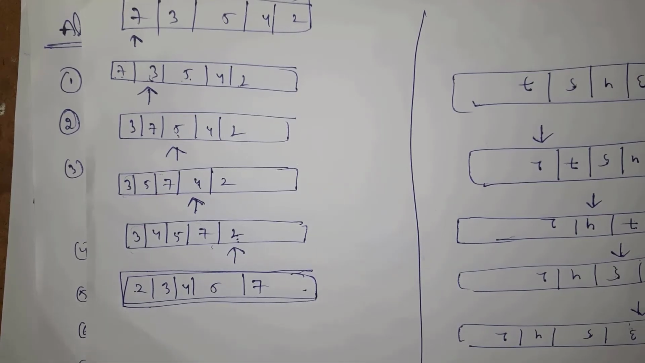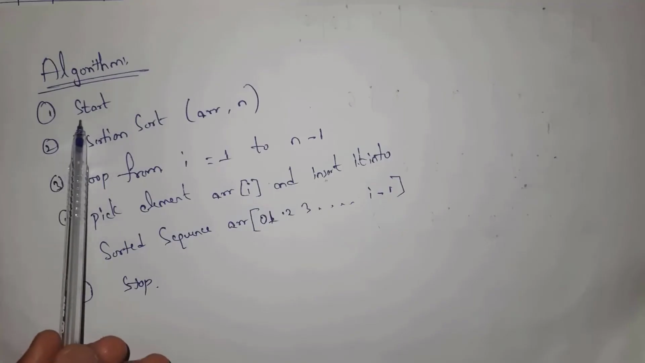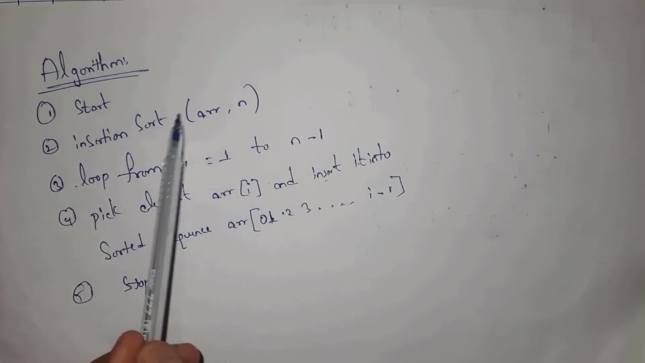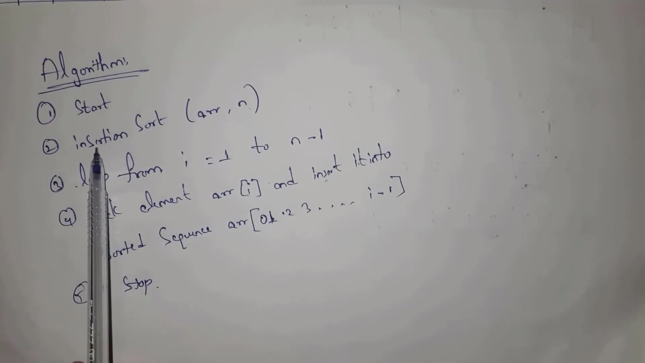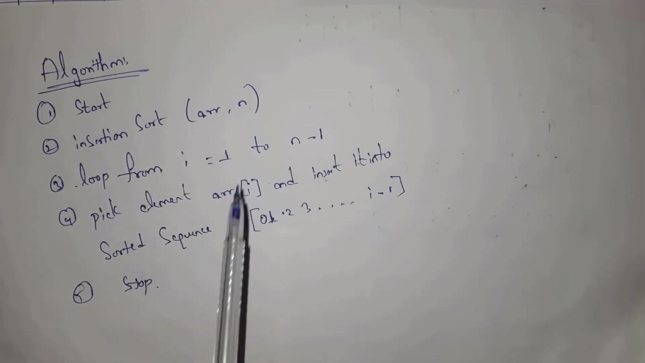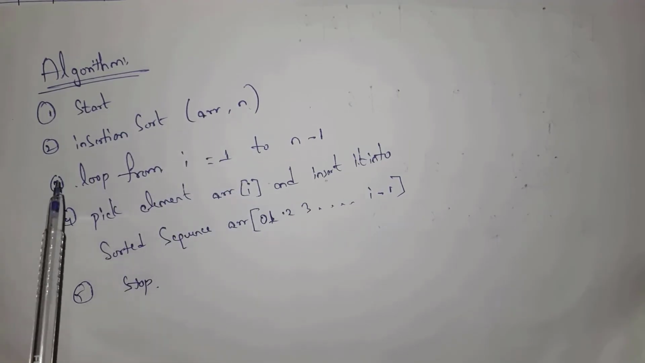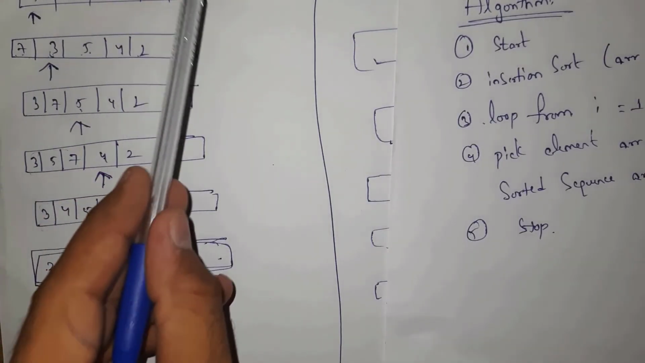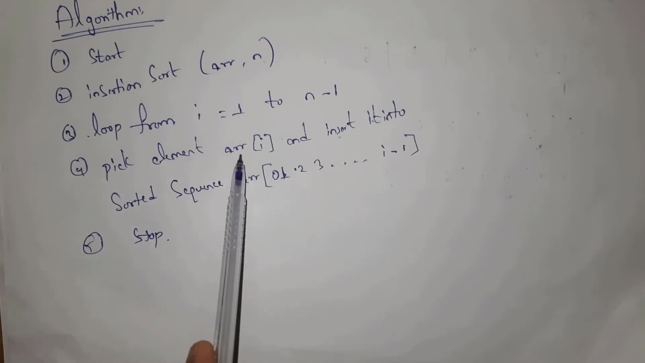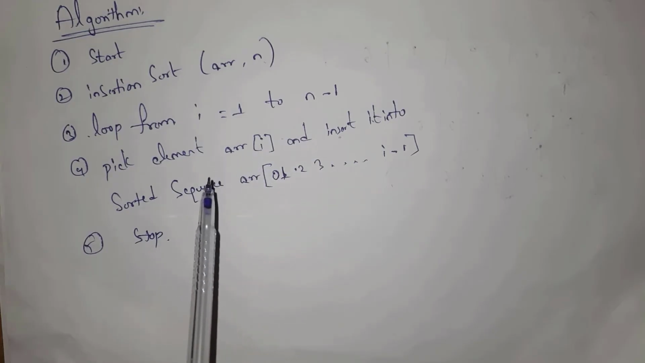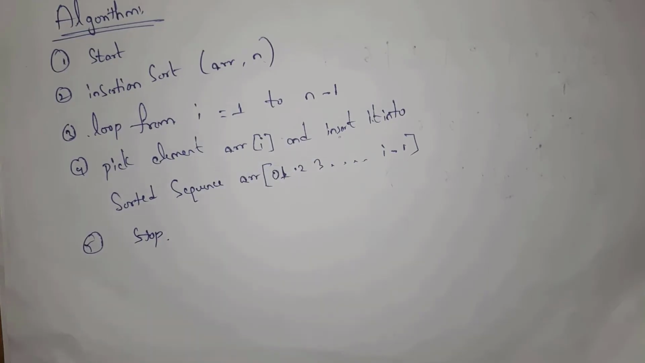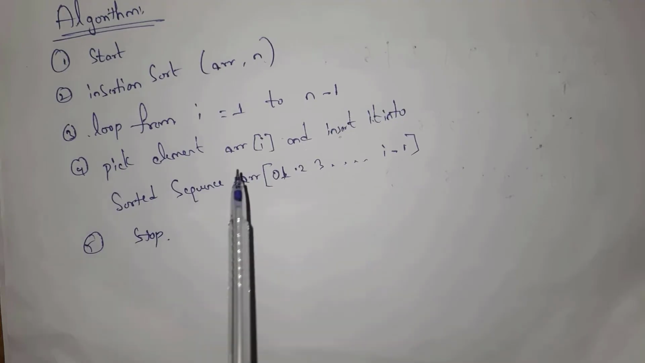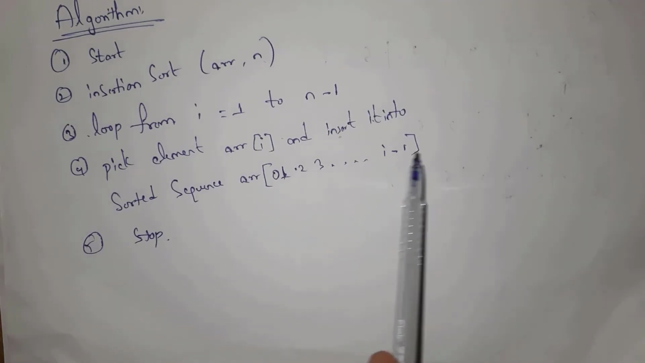Now I will explain the algorithm for insertion sort. Here step 1 is start and step 2 is insertion sort of array comma n. That means we are performing insertion sort on n number of elements in an array. And step 3 is, from i equal to 1 to n minus 1, that is from the starting element to the ending element, pick element array of i. That means we need to pick a particular element and then insert that element in the sorted sequence, that is 0, 1, 2, 3, and so on up to i minus 1.